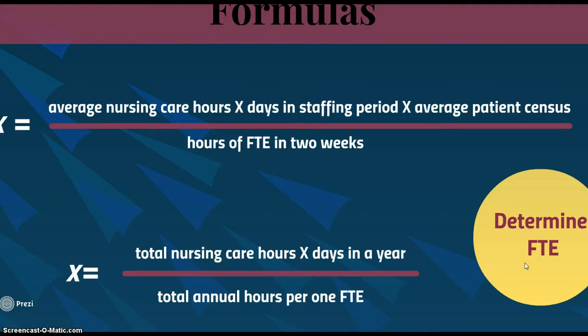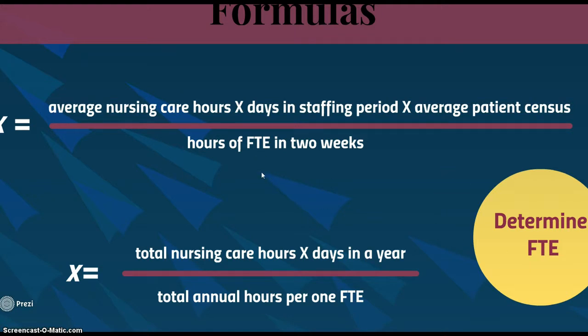The other equation that you can use is total nursing care hours times the days in a year, divided by the total annual hours per one full-time equivalent, which is 2,080. And you'll notice in the first equation it says average nursing care hours, and the second one is total nursing care hours.